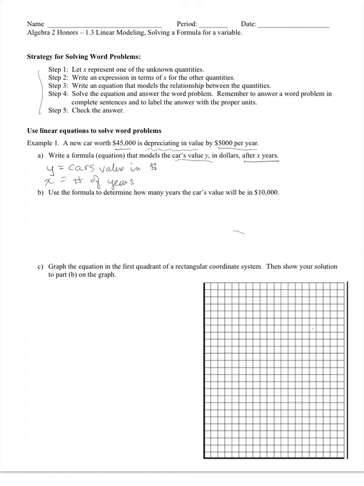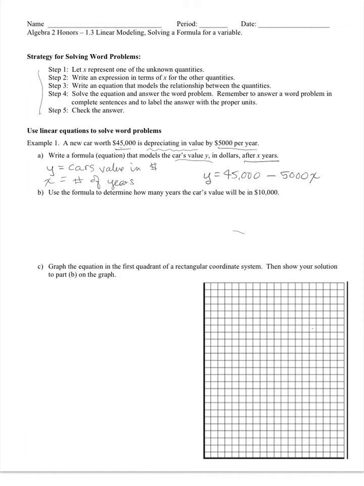So to write an equation, we would say that y, the car's value, equals 45,000, that's the starting amount, minus $5,000 in which it depreciates per year. So it depreciates, it goes down by $5,000 for every year x.